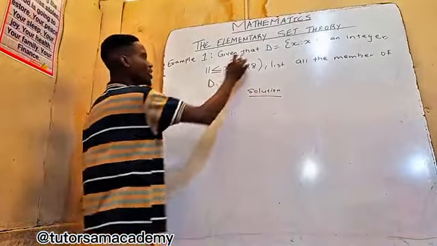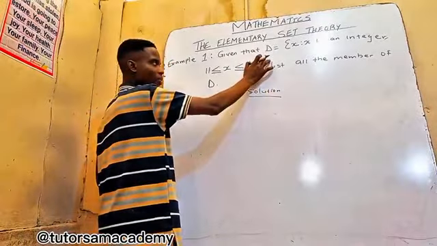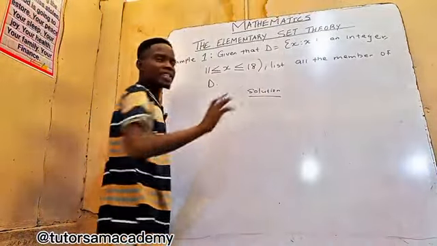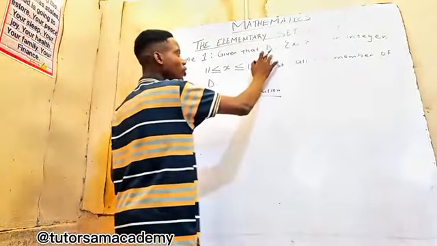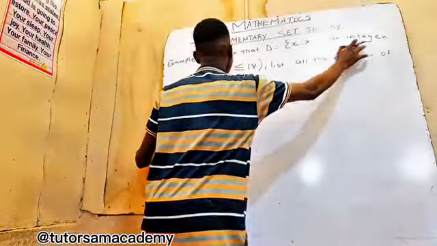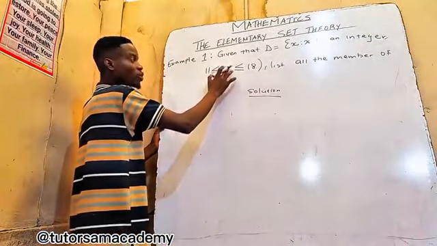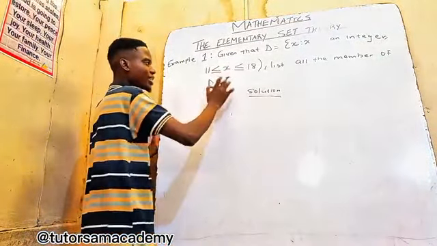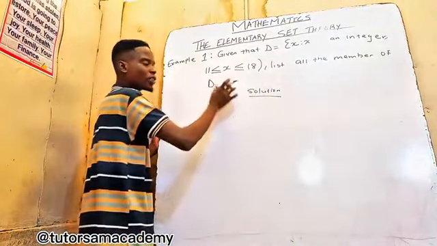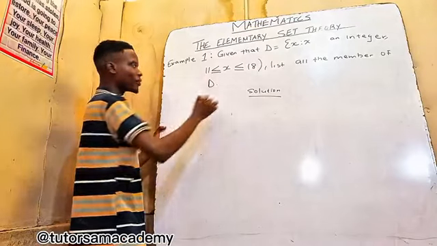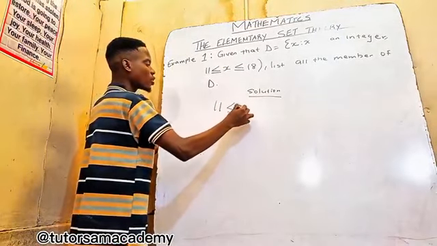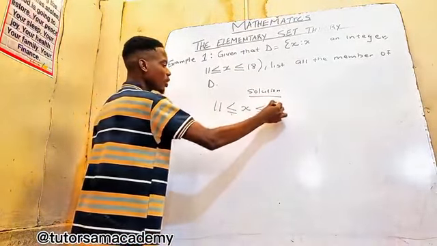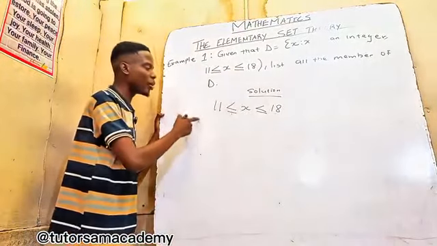The question said we should list the members of the set D to which X belongs. X is an integer. This is a descriptive method. X belongs to D, X is an integer, 11 less or equal to X less or equal to 18. For me to list the members of this set, I will work with this inequality. This is how you list the members of this set.